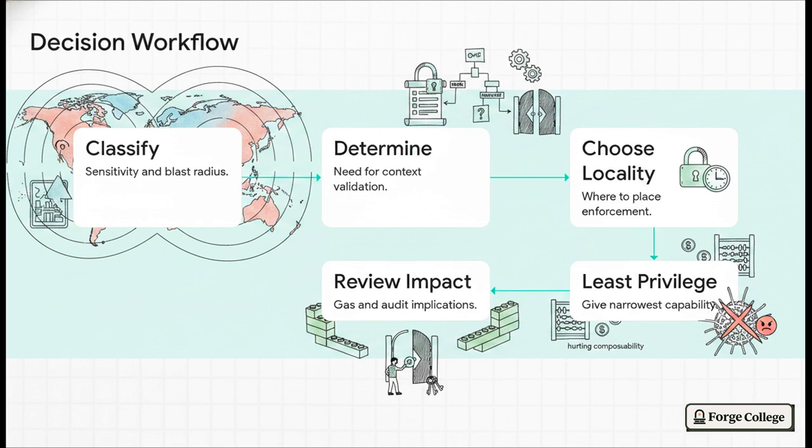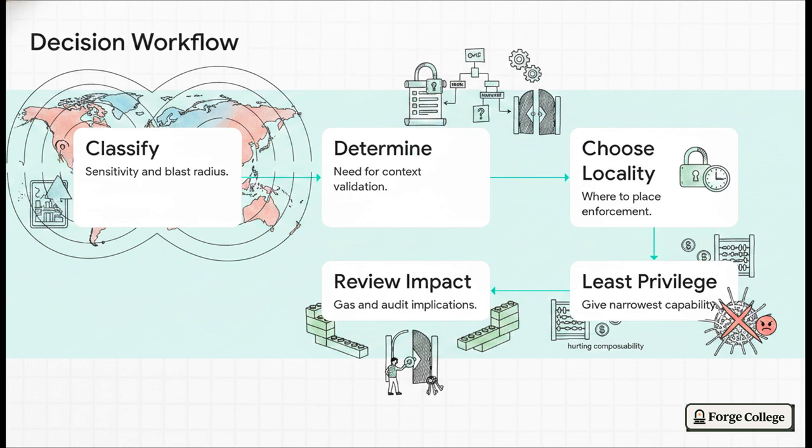Step 2. Determine your need for context validation. Do we need dynamic rules, like checking if a user is on a specific whitelist? Step 3. Choose your enforcement locality. Are we using a public entry point for simple auth, an internal helper for reusable logic, or maybe a time lock for governance? Step 4 is applying least privilege, which we are going to break down in just a second. And finally, Step 5, review your gas and audit implications. Always ask yourself, am I hurting composability here?